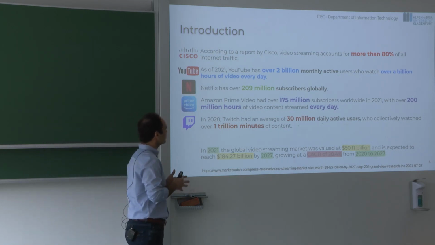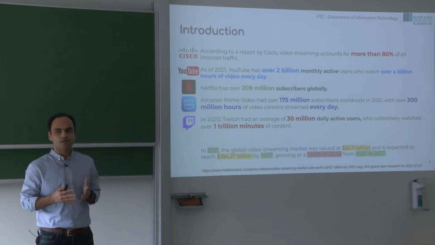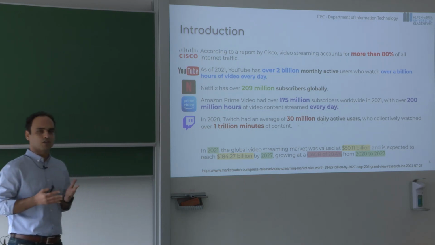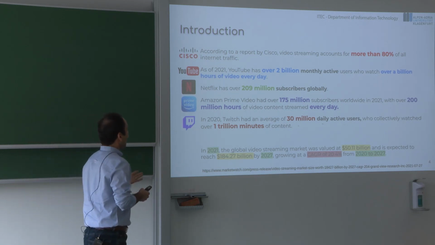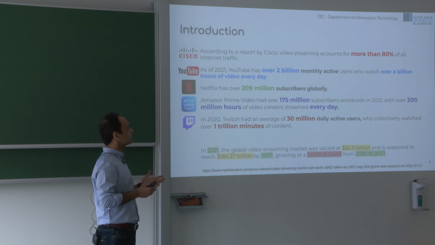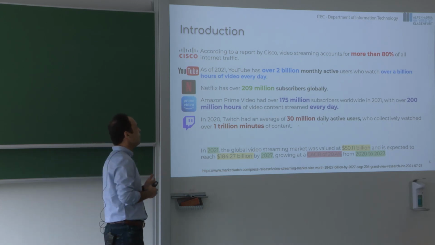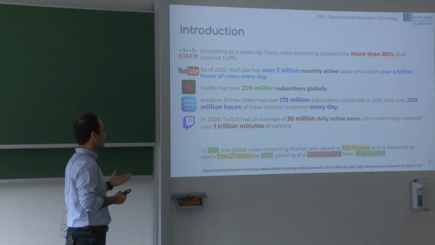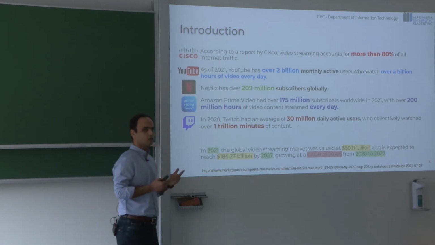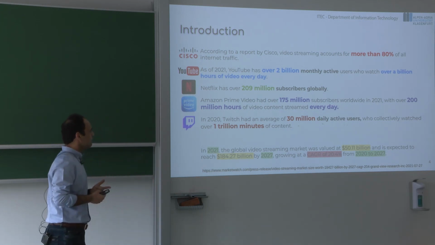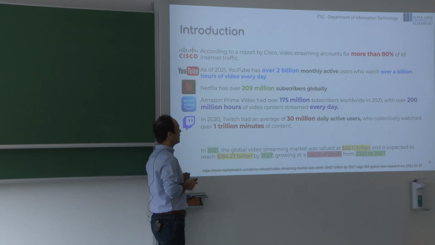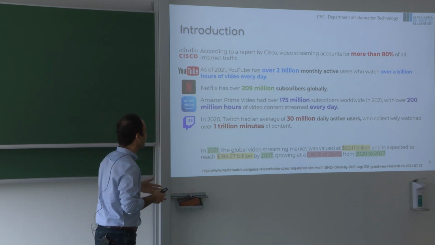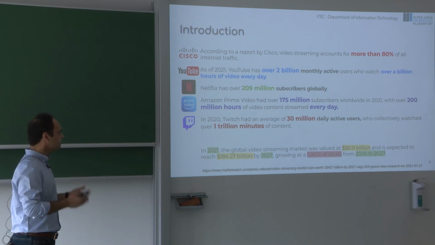Let's take a look at some statistics that show how popular video streaming has been over these decades. For example, Cisco reported that more than 80% of traffic on the internet is video streaming. YouTube stated that over 2 billion monthly active users stream over 1 billion hours of video every day. Netflix also mentioned more than 200 million subscribers across the globe. Amazon also has very interesting statistics, 1,055 million subscribers in 2021, with over 200 million hours of video content streamed every day.